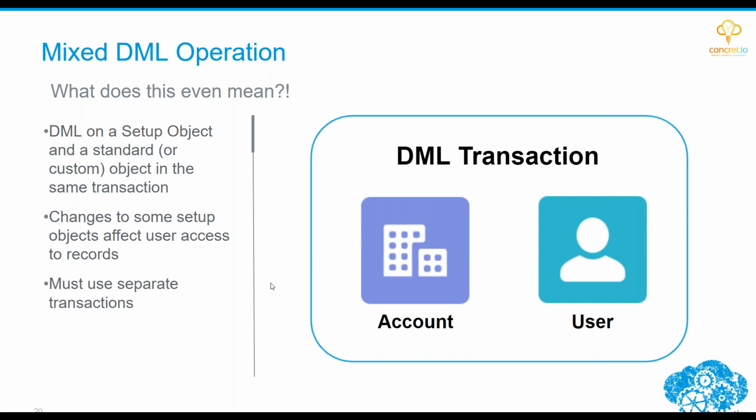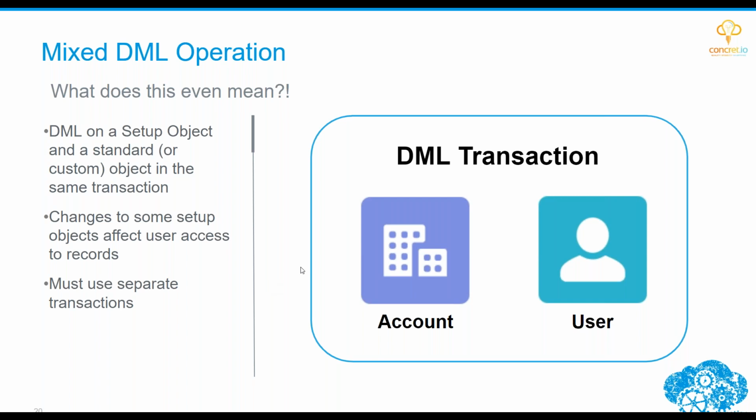The reason that's the case is because changes to some setup objects can affect user access to records. So in this case, changing the permissions of the user record might change which standard or custom object records they have access to. In this case, it doesn't change which records the community user has access to, but it changes the field level security that they have because their permissions are changing. So you have to use separate transactions to get these things to happen.